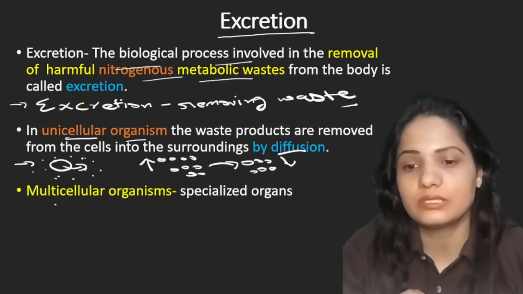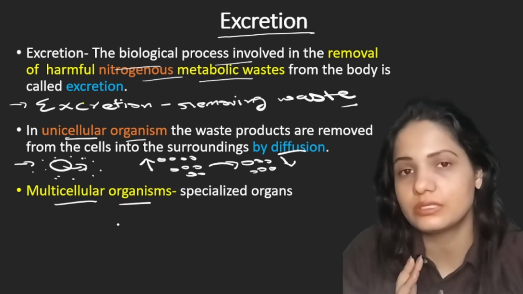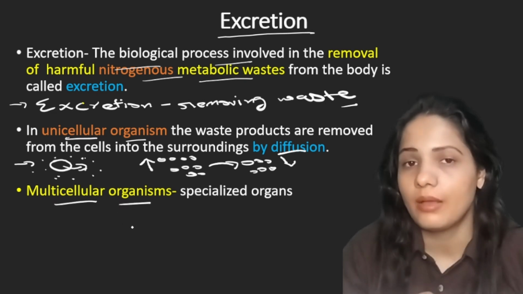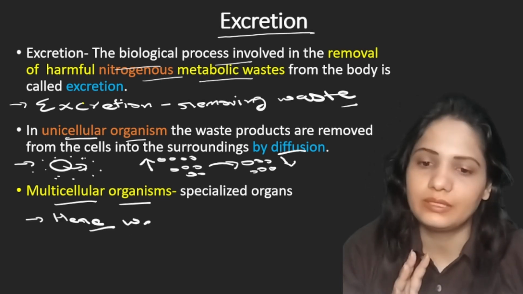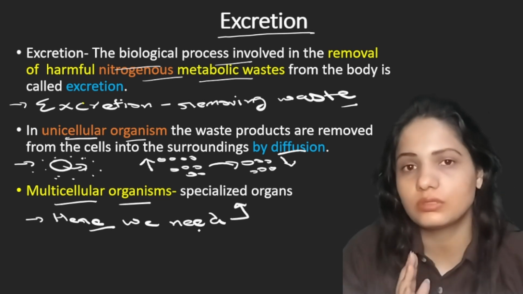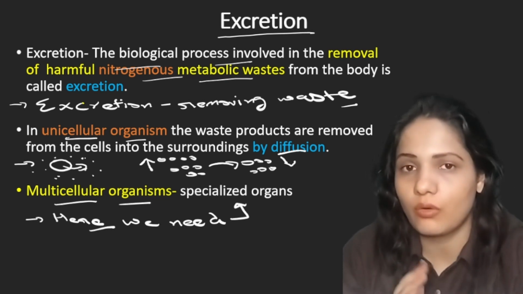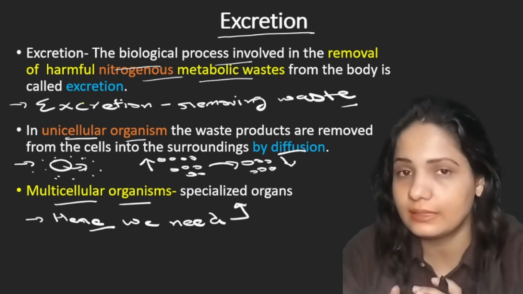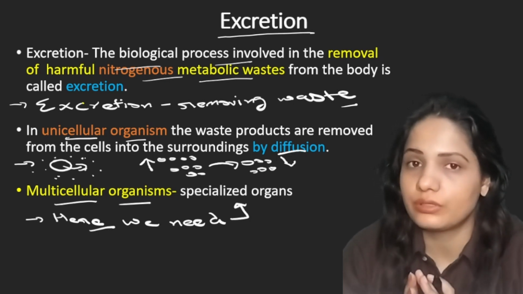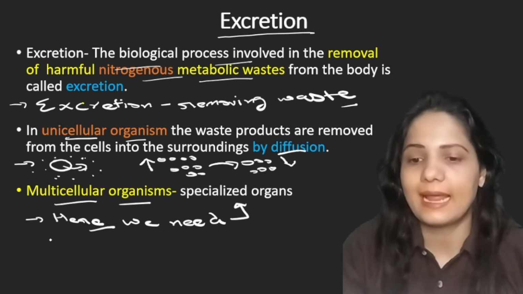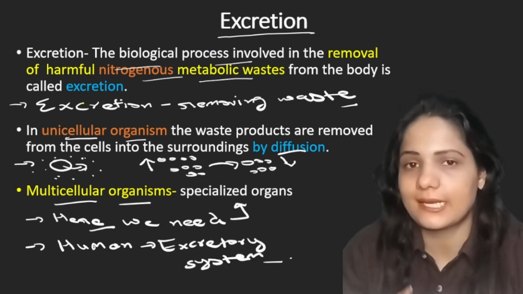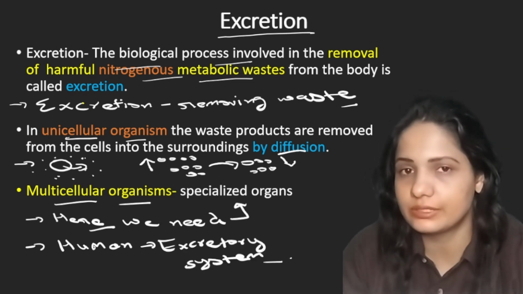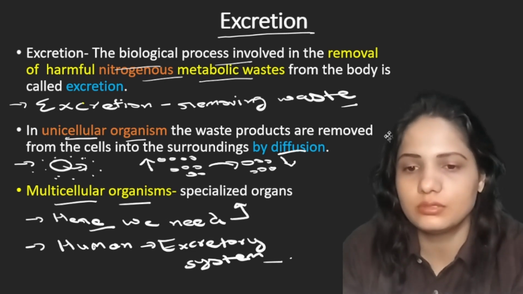Problem arises in multicellular organisms, as the multicellular organisms are complex organisms, meaning the cells are not in direct contact with the environment, with their surrounding. Here we need specialized organs for the function of excretion, and we humans are also multicellular organisms, so in our case also we have a specialized organ system for this excretion function, and that is the excretory system. So, what is excretion, and excretion in unicellular organisms and multicellular organisms. Now we can move to the next slide.